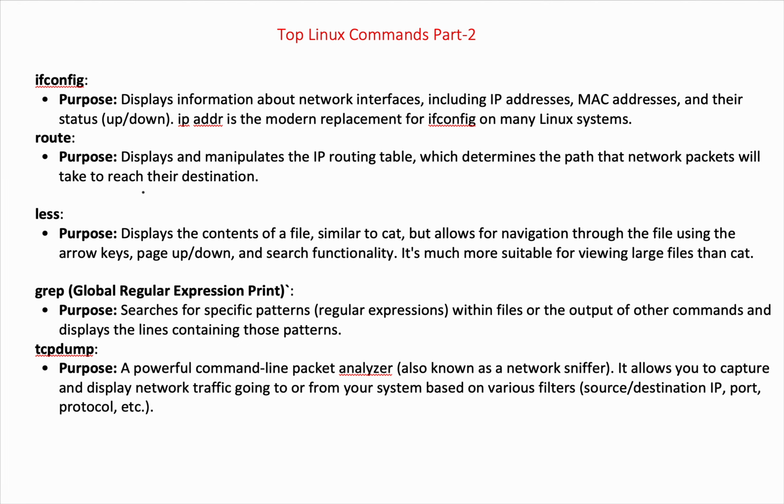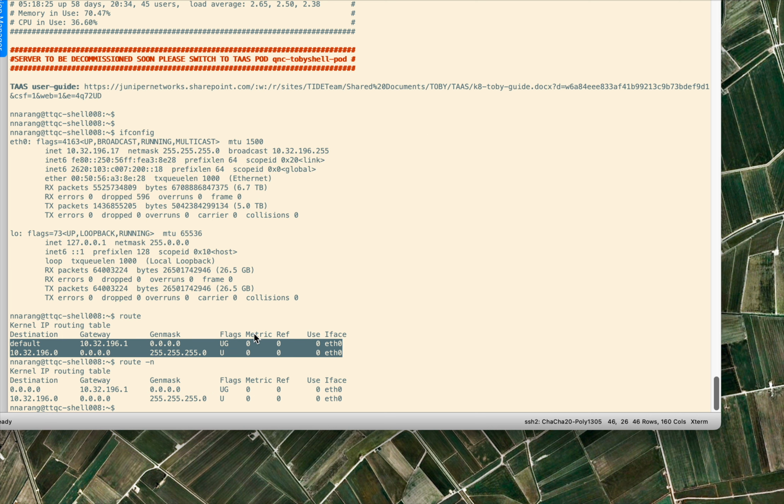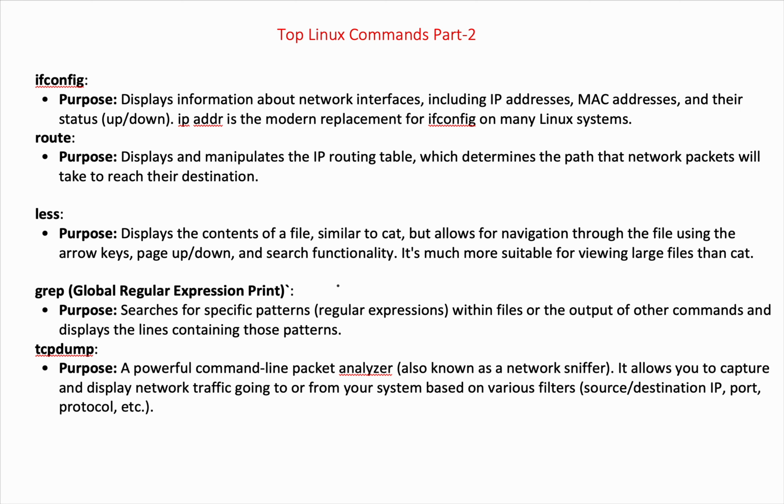Now route. The route command displays and manipulates the IP routing table, which determines the path network traffic will flow. If you just type route, it will show you all the active routes it has. Some systems support a few other options, like route -n, which will show you all possible routes. It shows two different routes, the default route and the other route that I have. So the route command in Linux shows the route details.